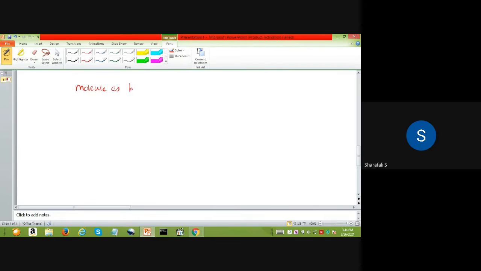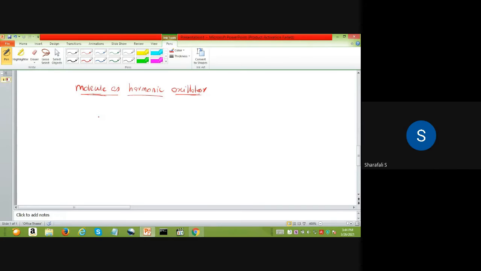Molecule as harmonic oscillator. What does that mean? That means the displacement on both sides is the same. There is no anharmonicity in that particular vibration. So the vibration is symmetric, we can say. So in the harmonic oscillator case, what will happen?